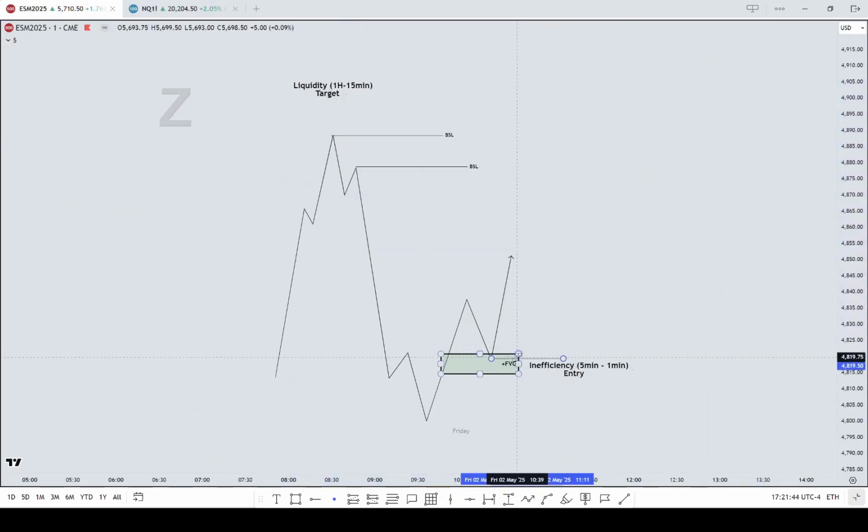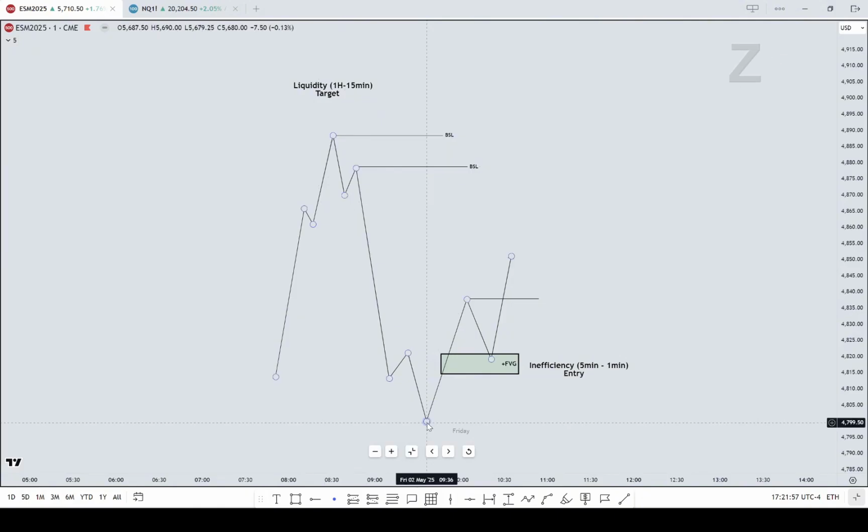So let's say at this time, okay? Or better at this time. Now you have had an expansion higher towards the liquidity you're looking for, right? So what you're looking for and you're waiting for is an expansion towards the liquidity, because that is your target. It has to be in the direction first.